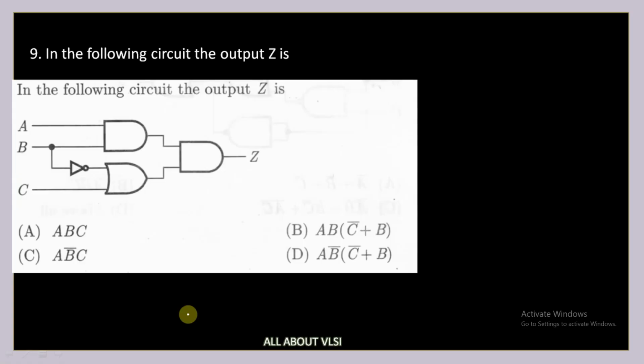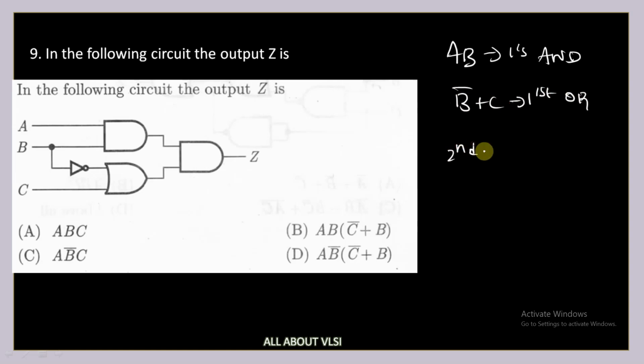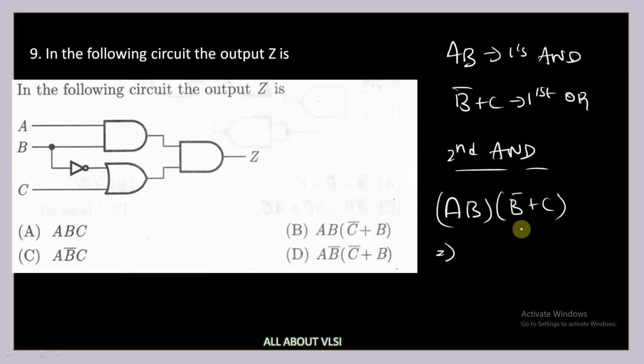Okay, so let's see how to solve this. So first output is AB, and the second output what we are going to get, this is the output of your first AND gate, and from the OR gate you are going to get B bar + C. This is your first OR gate. Okay, and from your second AND gate we need the output, that is nothing but AB into (B bar + C). Okay, that is nothing but ABC.